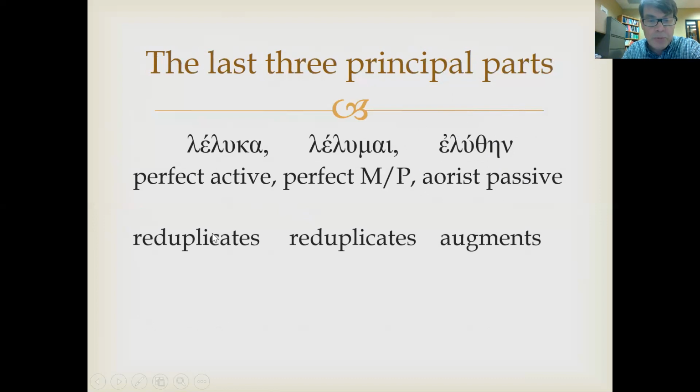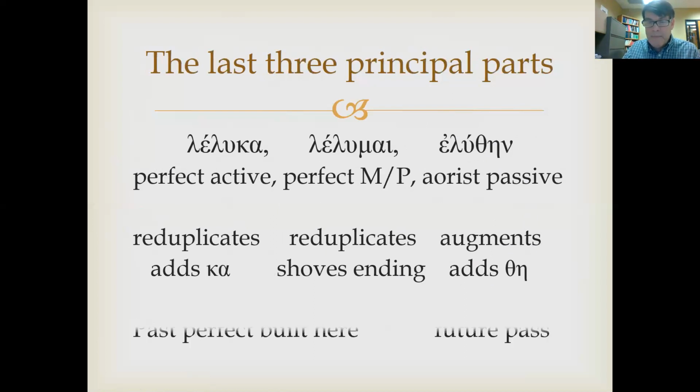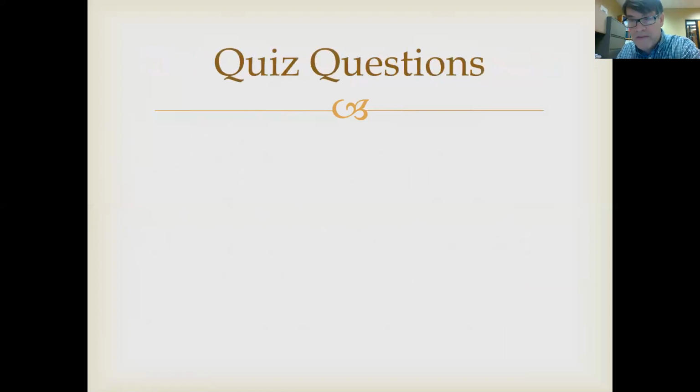So the perfect active reduplicates and adds a kappa alpha. The perfect middle or passive reduplicates and shoves the ending right on the stem. The aorist passive augments and adds a theta eta to the end and then an ending. Okay? Finally, the past perfect is built on these, but I won't tell you how to do it because that's not important right now. Future passive adds a sigma to the theta eta. So if you review this over and over again, eventually it'll make sense to you. So there will be a quiz on this eventually.